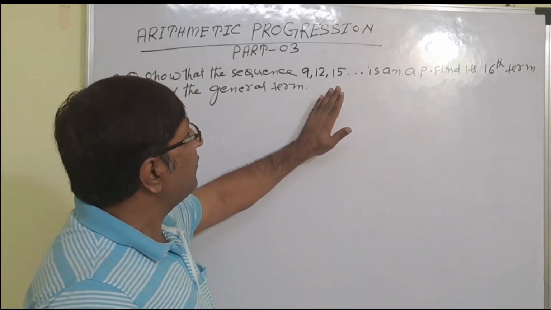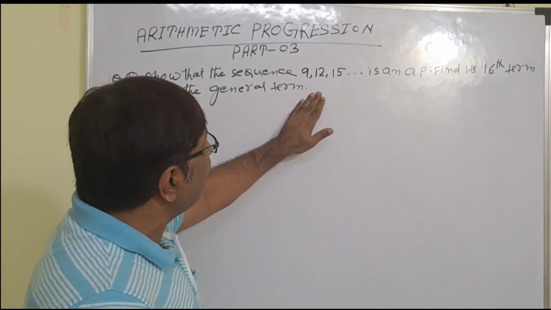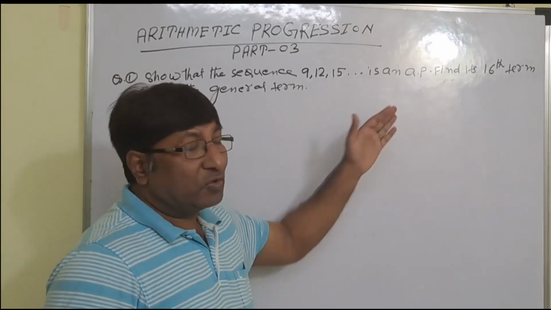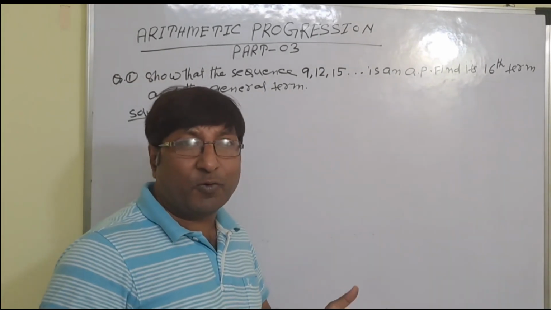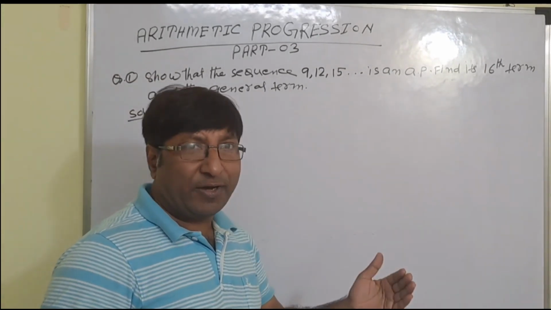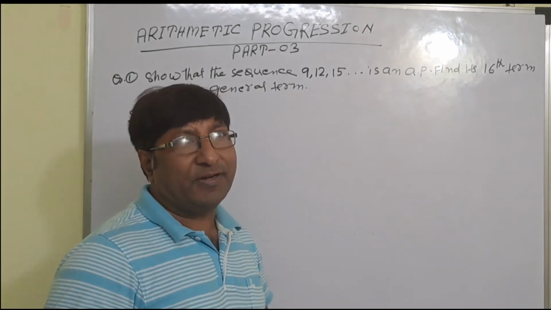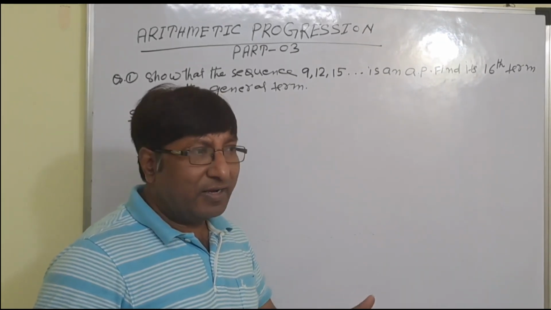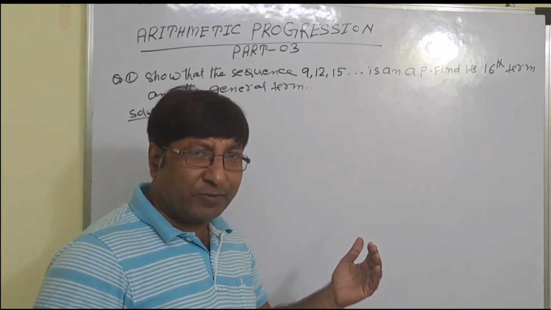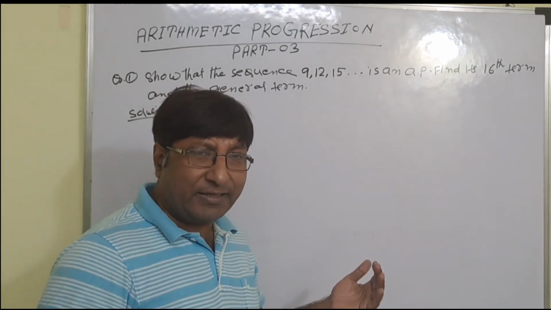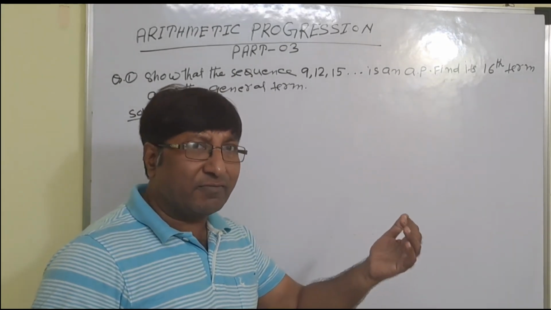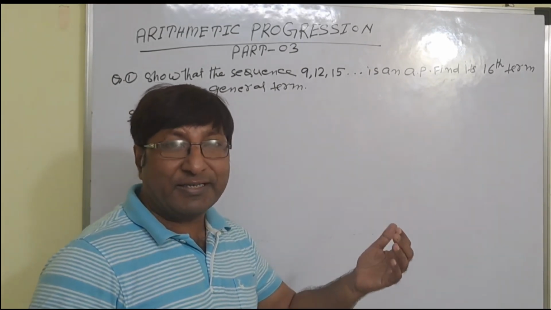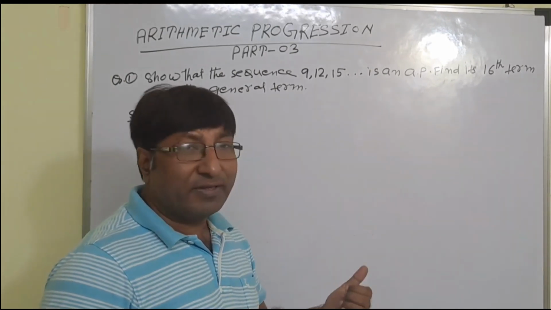For this type of question, first we have to check whether it is an AP or not. What is an AP? It is an arithmetic progression. When in any sequence the common difference is the same. The common difference is second term minus first term, third term minus second term, fourth term minus third term, and it is constant. If that is equal, then we say it is an AP.